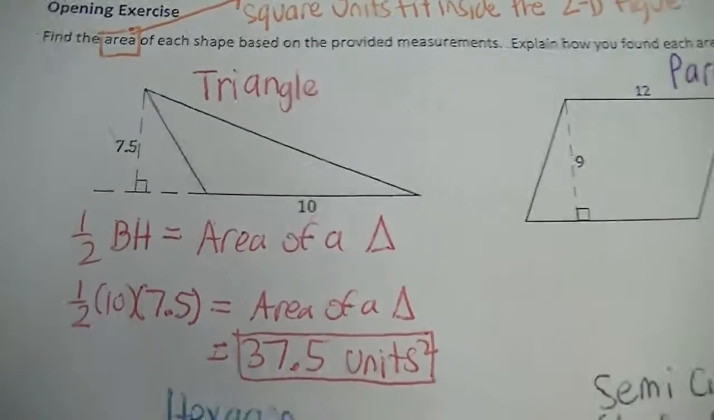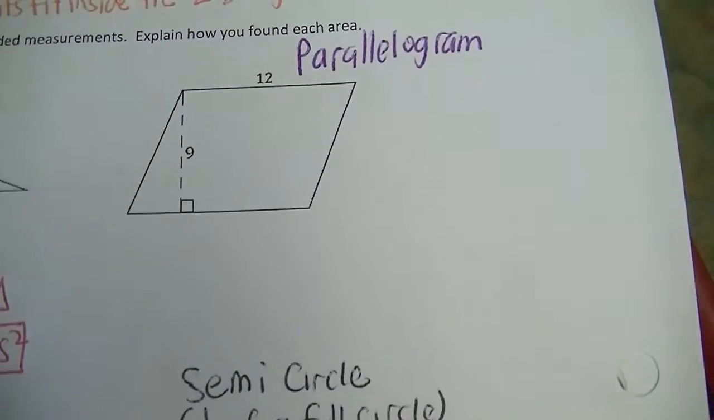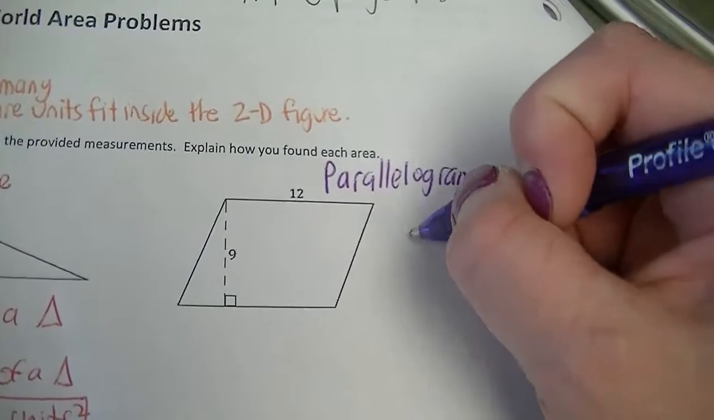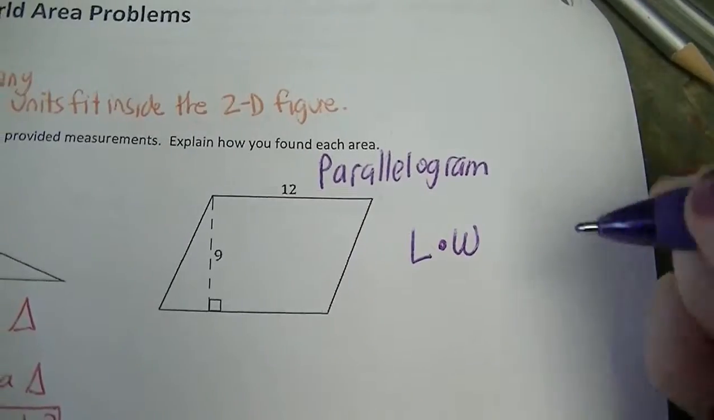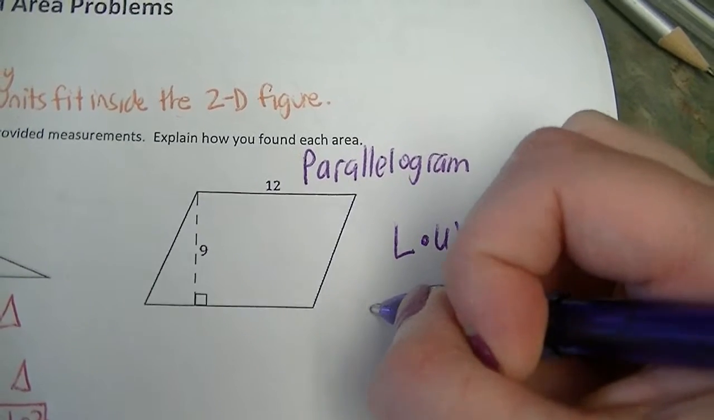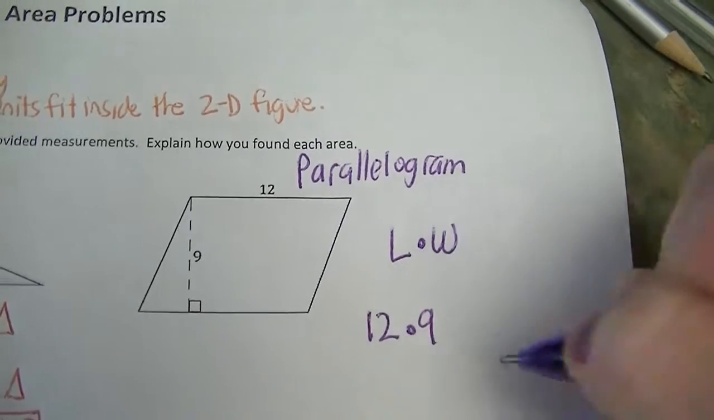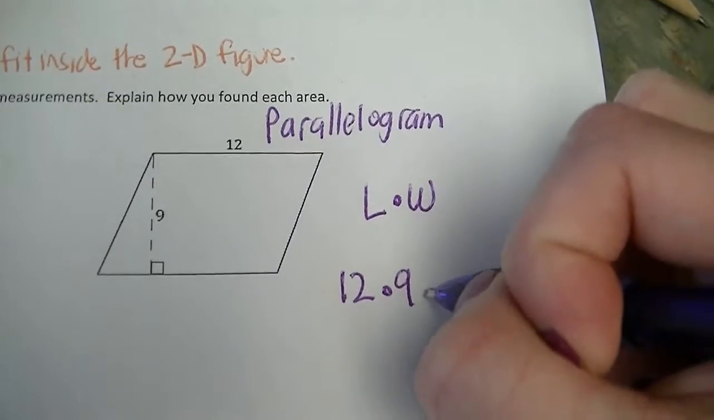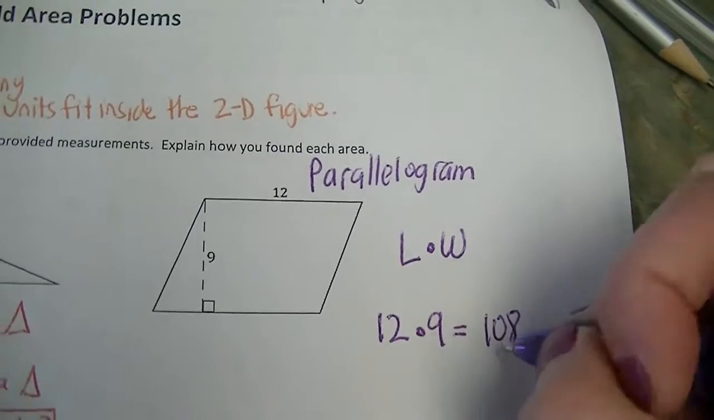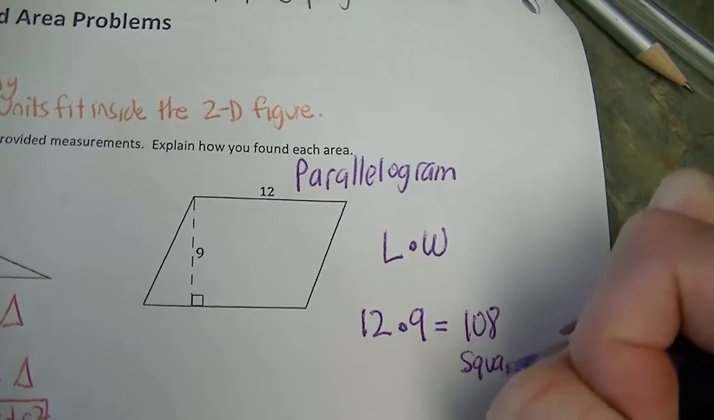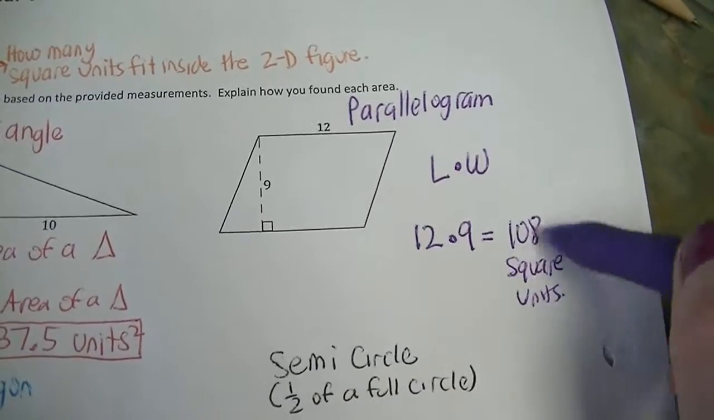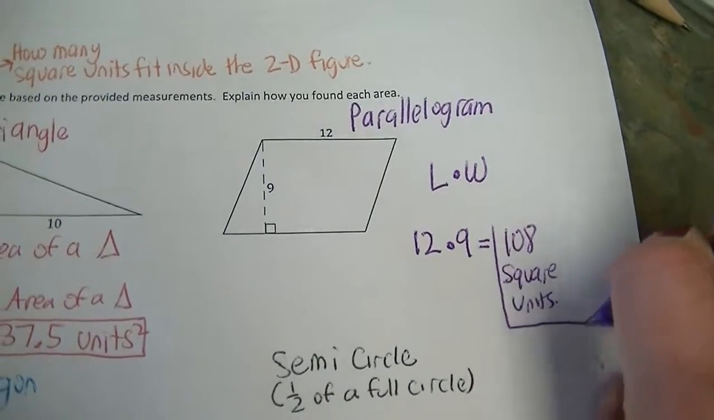Now let's move on to the parallelogram. For the area of the parallelogram, we can go length times width. So the length times the width should go 12 times 9, okay? And 12 times 9 gives us 108, and it's square units. And you're probably wondering, why did she write units squared over here? It means the same thing. They're interchangeable.